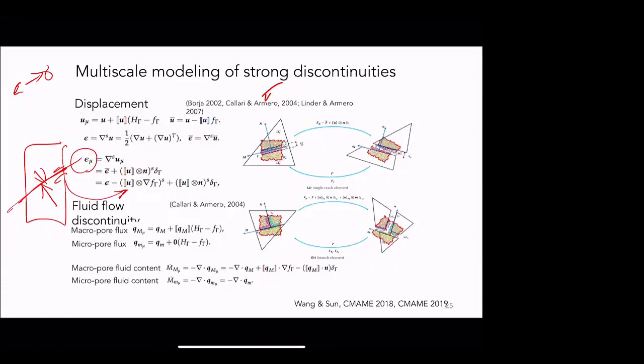And this can be seen in these two CMME papers, and there are more papers that are addressing that. The same philosophy can be applied for Darcy's law, and then we can talk about it, or for the fluid conductivity along the strong discontinuity.